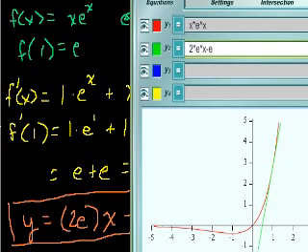And notice that this line intersects the y-axis at minus e. This is about minus 2.7 something. And there we have it. We have shown that, and visually it shows that this is the tangent line.